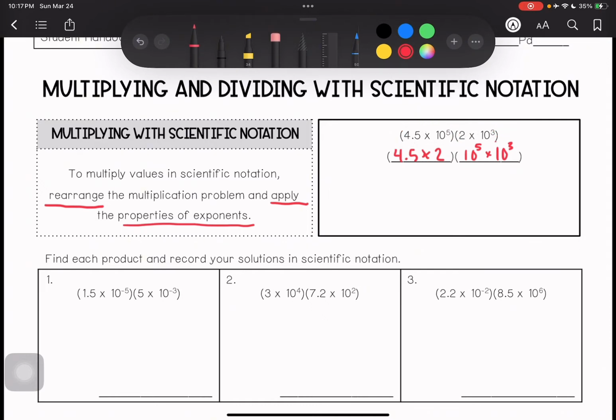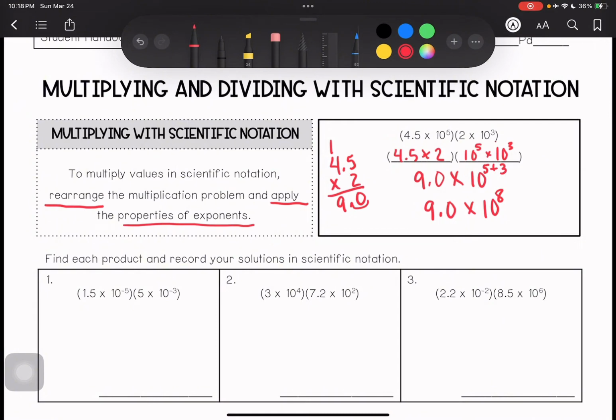So when you multiply 4.5 times 2, 5 times 2 is 10, carry a 1. 4 times 2 is 8, plus 1 is 9. You have one decimal place, so you move it one decimal place, which is 9.0, times. When you have the same base, you multiply by adding the exponents. Keep the base, add the exponents. So your final answer is 9.0 times 10 to the 8th power.